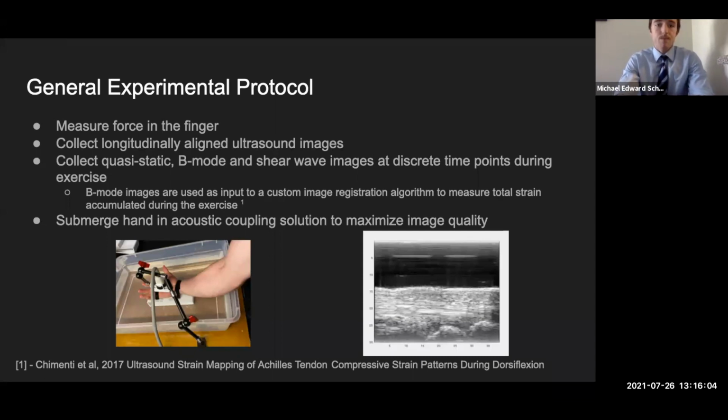For the general experimental protocol, what will need to be done is measuring force in the finger using a force load, to collect longitudinally aligned ultrasound images, meaning aligned with the finger, and then to collect quasi-static B-mode and shear wave images using the ultrasound. The B-mode images will be used as an input for a custom image registration algorithm to measure total strain accumulated during the exercise. To collect these images, the hand will be submerged in an acoustic coupling solution, which is used to maximize the image quality.